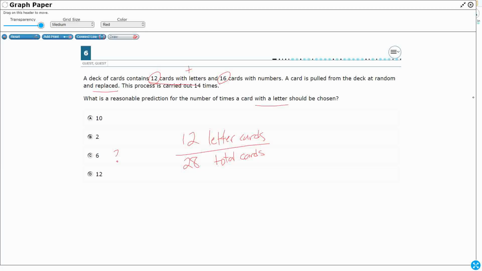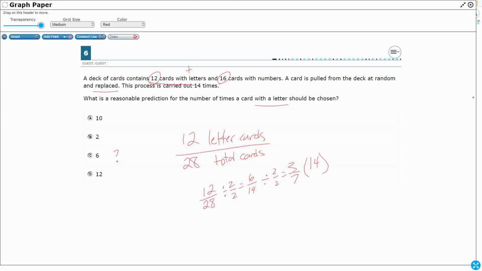Well, let's take this 12 over 28. That's my probability. If you want, you can simplify it here. Let's cut it in half. It's going to be 6 out of 14. Okay, we can divide that in half again. All right, so 3 out of 7. So 3 out of every 7 times I'm going to pull one of those cards. And there's a total of 14 times, so I need to multiply this by 14.